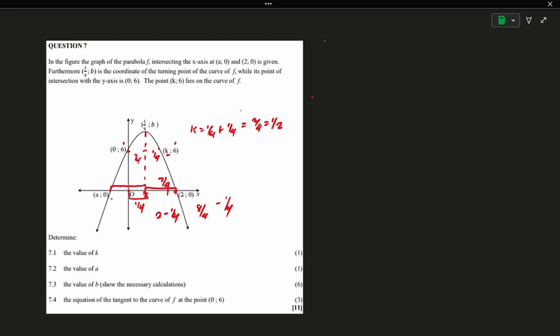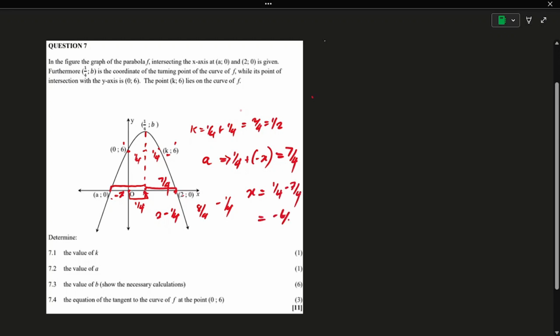What does that mean? It means that to find a, we start from the center at 1/4 and add an unknown distance in the opposite direction, because this is the negative x direction, and this should give us 7/4 units. So x is equal to 1/4 minus 7/4, which is negative 6/4, which means x is negative 3/2. So our a is also negative 3/2, because we moved negative 3/2 units from the origin. I hope that makes sense. So a is negative 3/2.